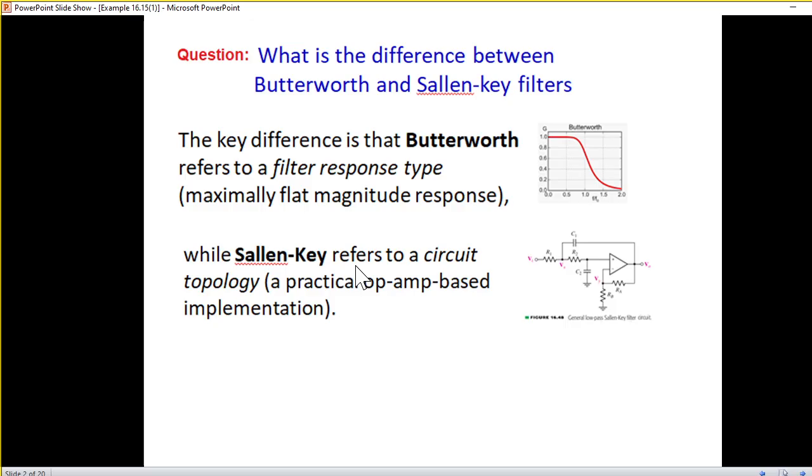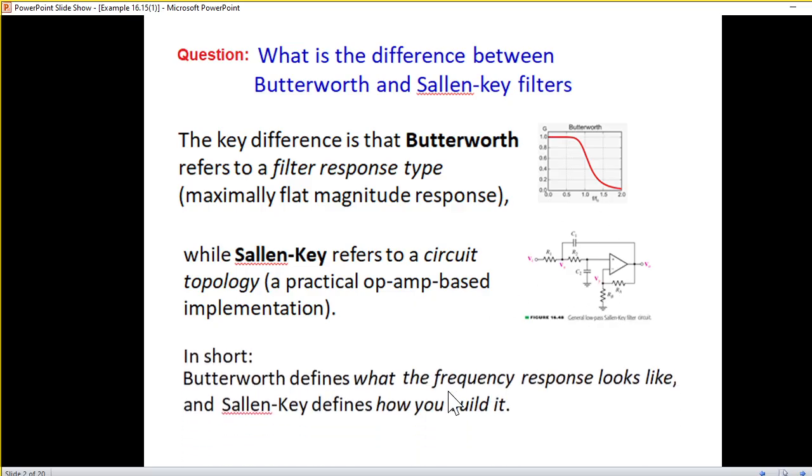And what is Sallen-Key? Well, Sallen-Key refers to a circuit topology or circuit diagram, practical operational AMP based implementation, just like shown here. So this is the Butterworth filter behavior or the output wave, and Sallen-Key will implement the design. So in short, we can say that Butterworth defines what the frequency response looks like, and the Sallen-Key defines how to build it.